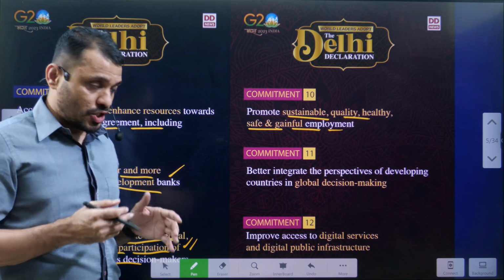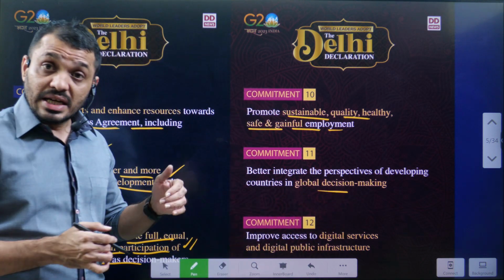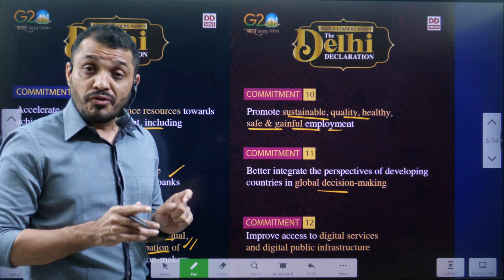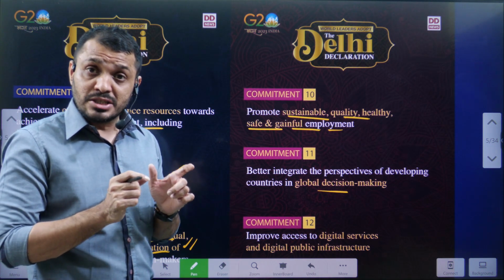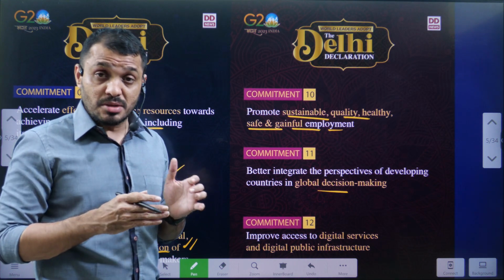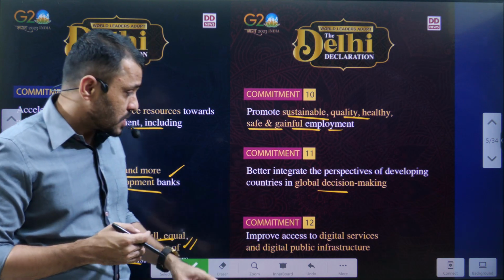Urj means energy. The 11th one is about involving the developing nations in the decision making process. So far, the decision making process was mainly confined to the developed countries. The developing countries were not included. Now we want to include the developing nations in the decision making process.